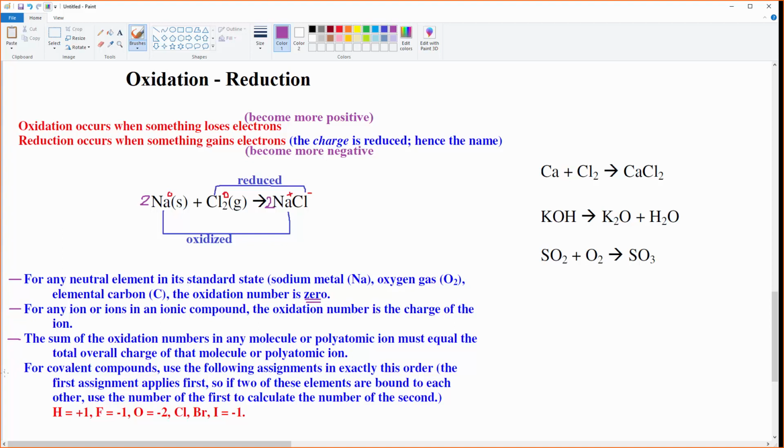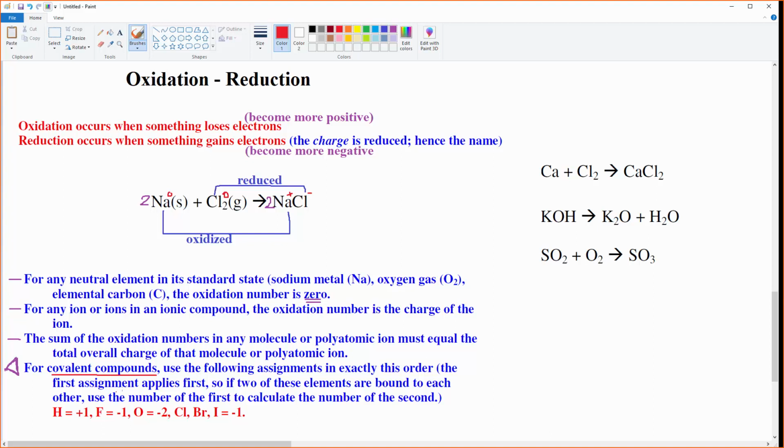Now this is the only point where it gets weird. This is the only point where there's anything different going on, and that is that we also would like to be able to track electron movement in covalent compounds. So we want to be able to assign oxidation numbers to covalent compounds. But covalent compounds don't have charges like ionic compounds. So we're going to follow these rules to assign an oxidation number. It's going to feel a lot like assigning a charge, even though we're not technically assigning a charge.